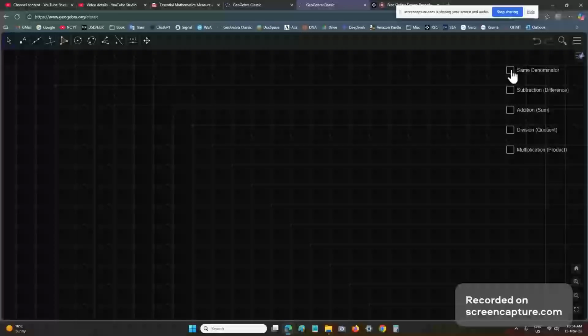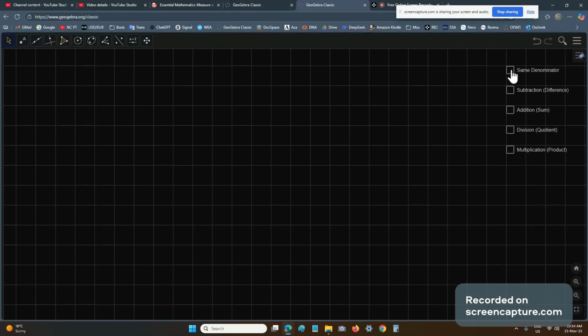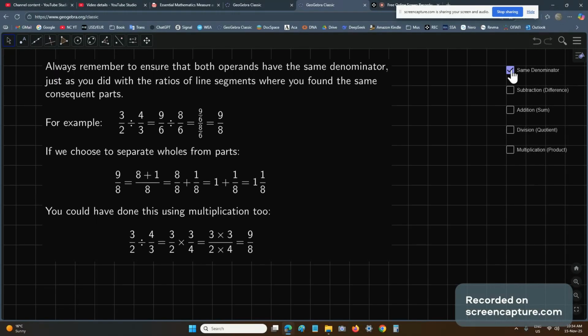So the first practice that you should get into when dealing with fractions is just to automatically convert them to the same denominator. And why do I say that? Well, because it makes everything very simple for you. And I'll give you an example.